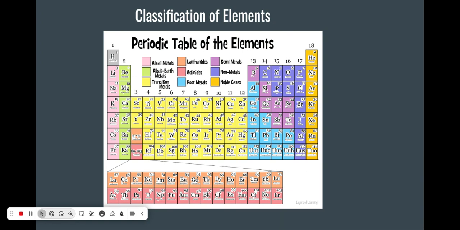And now we're going to talk about metalloids. Metalloids are mostly in between metals and nonmetals on the periodic table. Their physical properties are that they're often semiconductors, and their chemical properties are that they can either act as metals or nonmetals. Some examples of metalloids are silicon and boron.